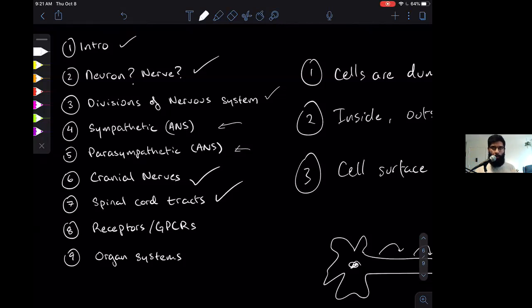Sympathetic is thoracolumbar, parasympathetic is craniosacral. We went through the cranial nerves. There are 12 cranial nerves. And their general functions.